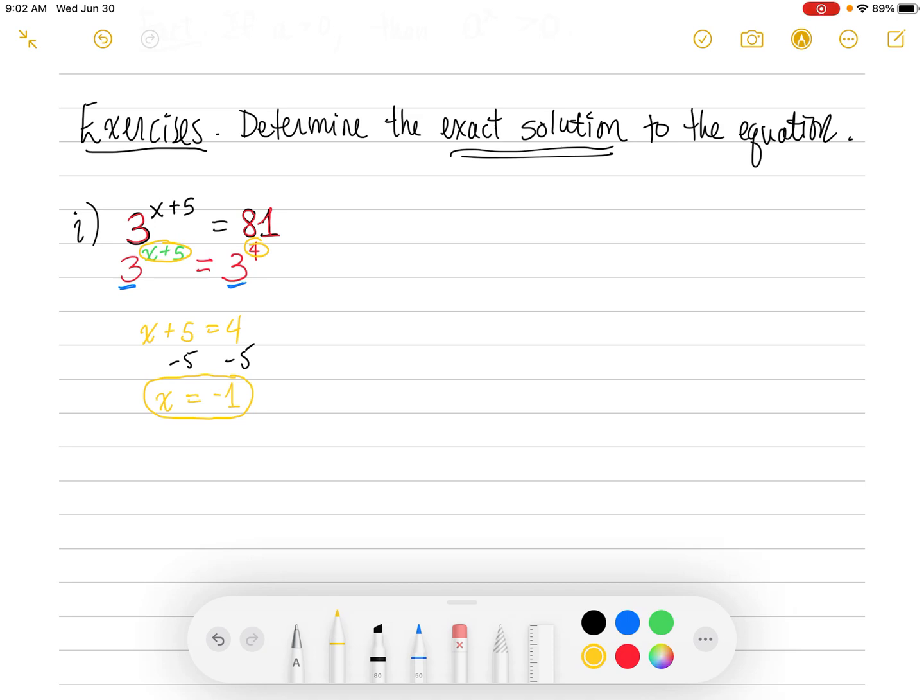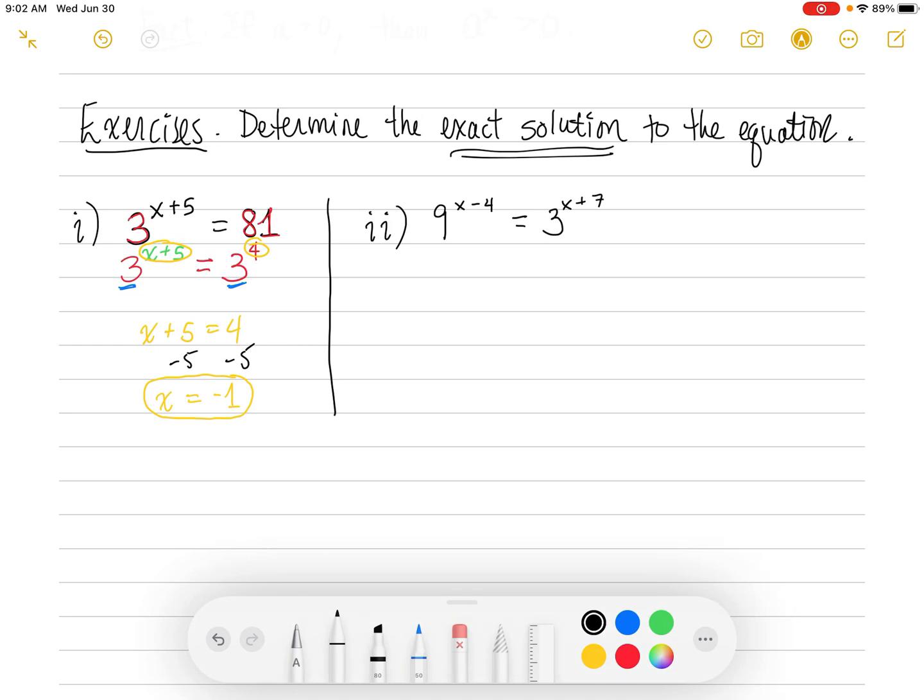And from there you just subtract a 5 from each side, and you get x is -1. That's it. You don't have to worry about any restrictions on the domain here, like with the logarithmic functions. You don't have to check anything. You just get your answer. Okay, number 2.